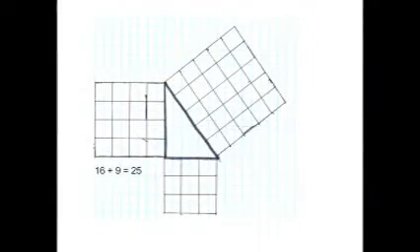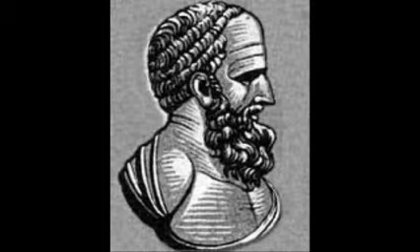Now that we know that a squared equals 16 and b squared equals 9, we can add them together and find that in this example, c squared is equal to 25 square units. Here, we can take the square root of 25 and find that side C, also known as the hypotenuse, is equal to 5.